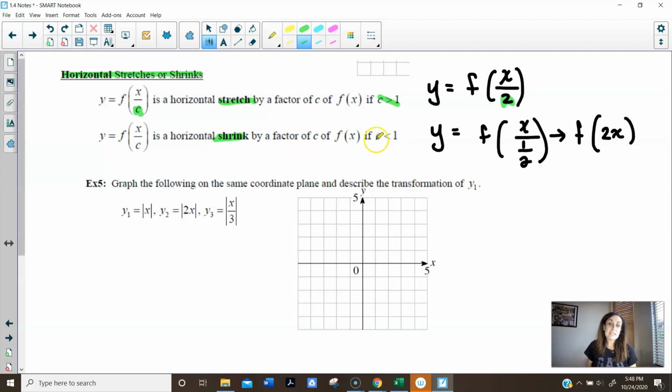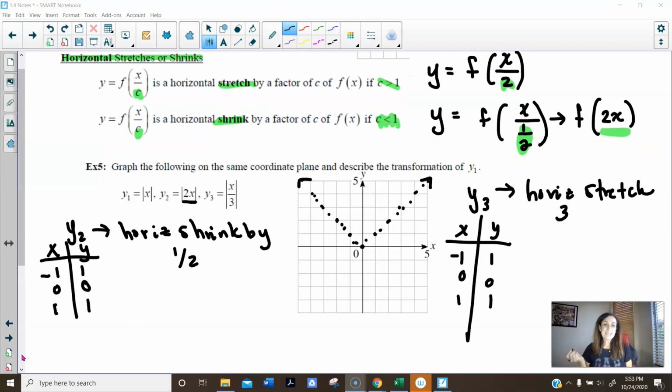Now, if we have y equals f of x over c, and we need a horizontal shrink, then c is going to be a number less than 1. So you can see if I put c as 1/2, see how it's in the denominator, and then I simplify this, I get this right here, which is a horizontal shrink, all right, by 1/2. You take the reciprocal of these numbers. So let's look at example number 5.